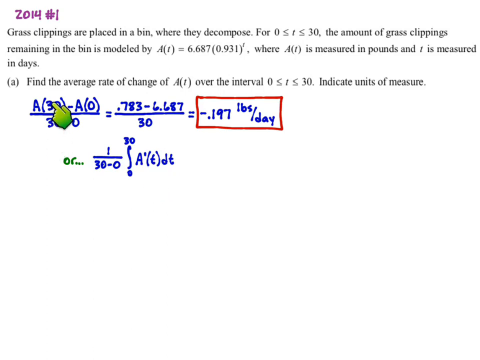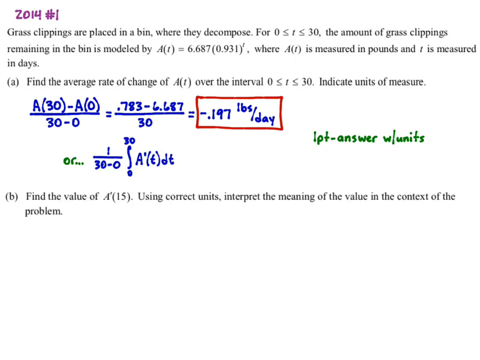I think the more traditional method is probably just the average slope, but making that connection between the two is important. The average rate of A is equal to the average value of A prime, and you would get the same answer. As far as points, you're going to get 1 point for your answer with the units, and that is it. Part B, it says find the value of A prime of 15, so let's do that first.